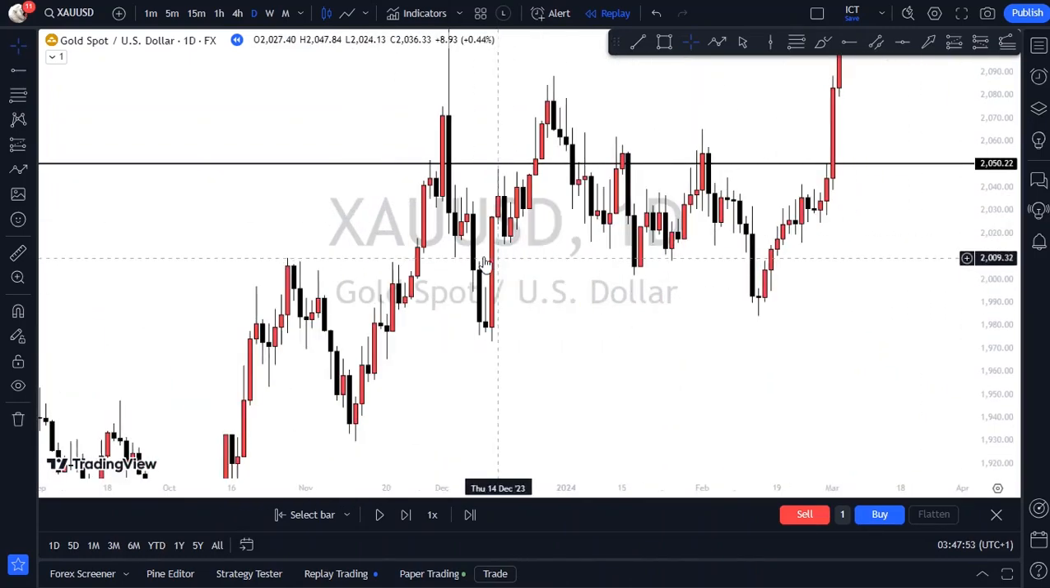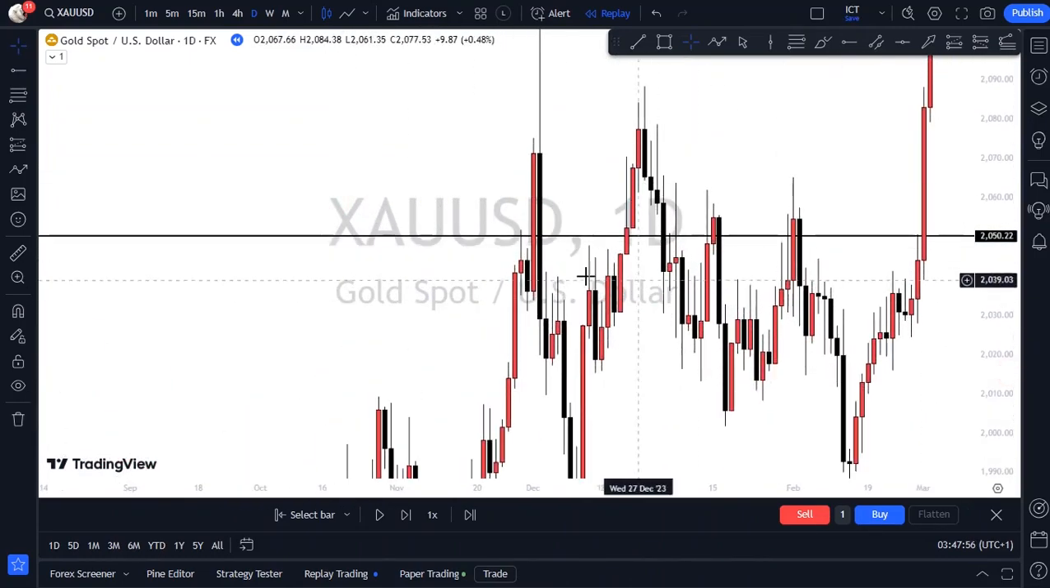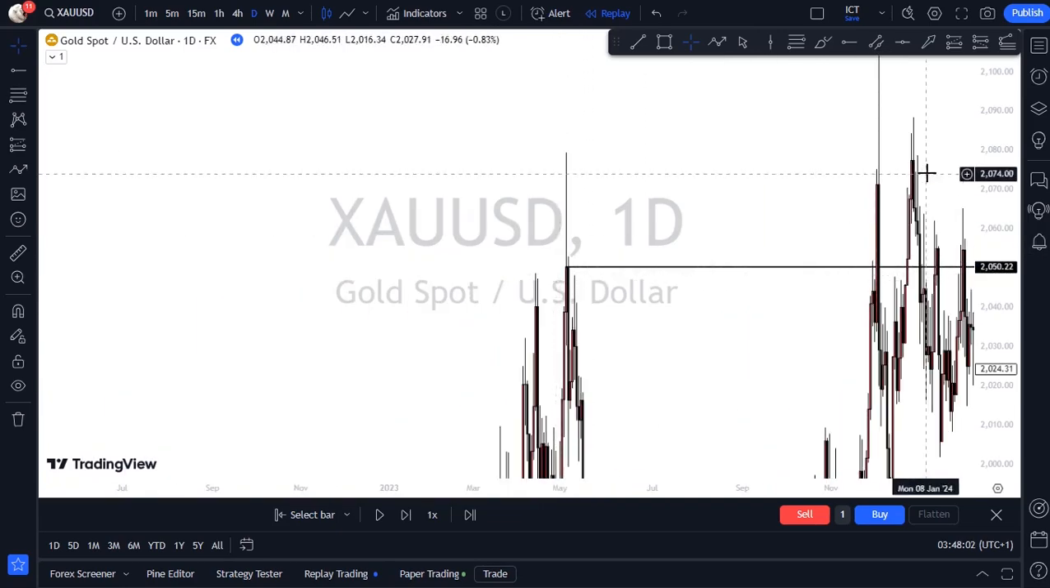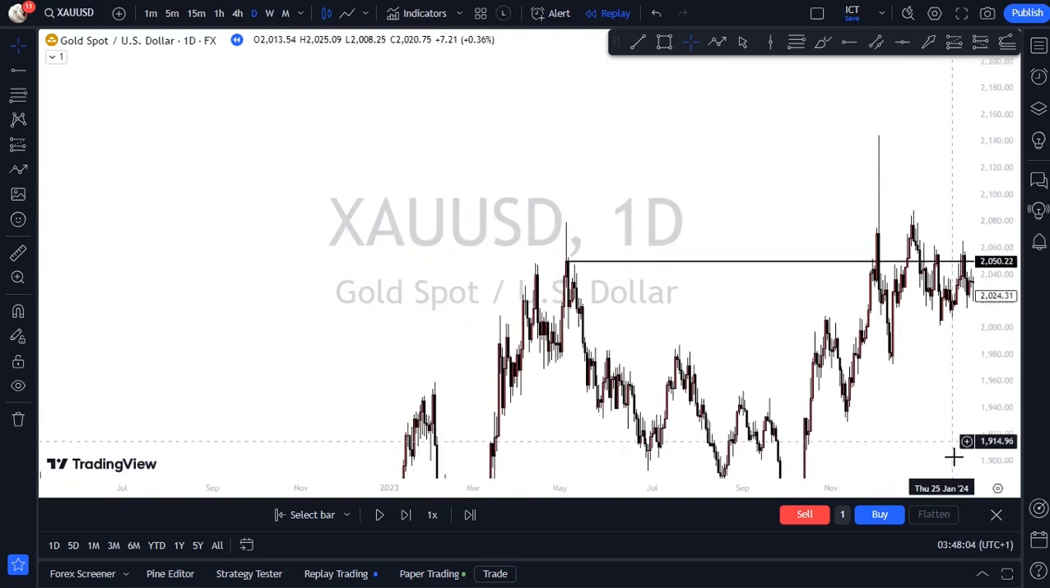You can see that when price came to this level here, it tapped it and dropped down. You see, okay. These are some fundamental things.